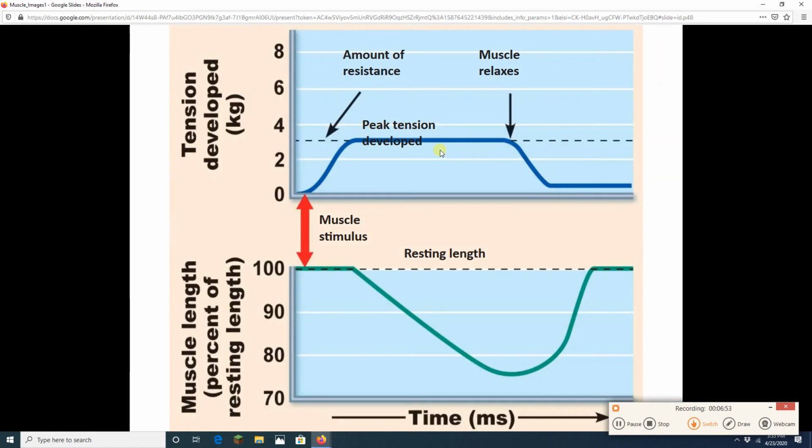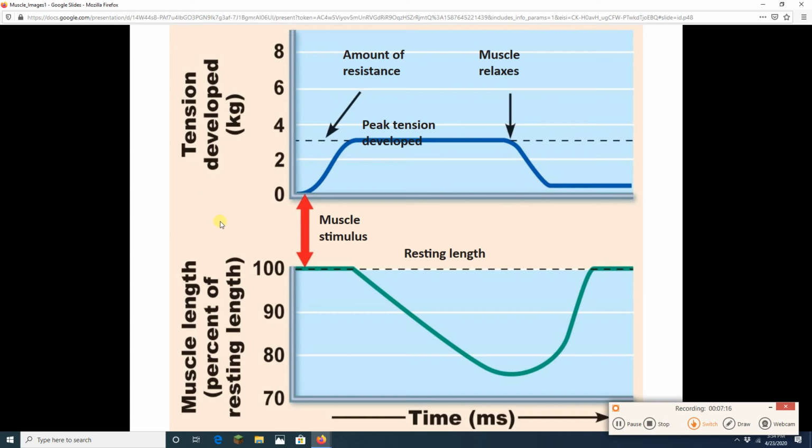Okay, let's look at some graphs of this. Here in this bottom graph, this is showing me my muscle length. So originally my muscle had a length, and we're calling that length 100%, okay? But then the muscle contracts, and the length gets smaller. That's the concentric part. Here is the tension part.